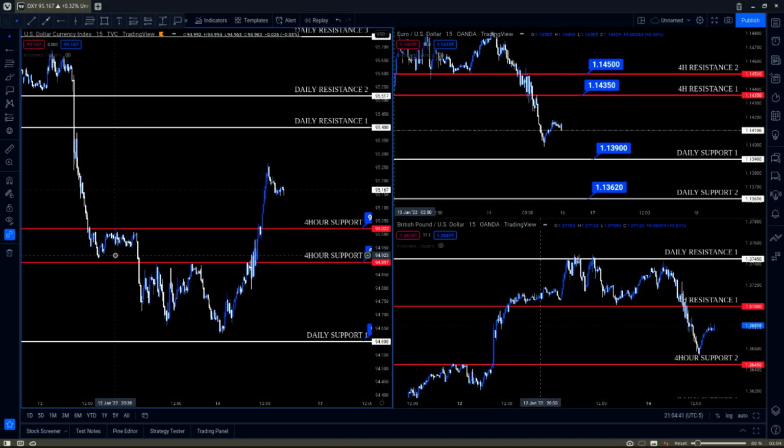Okay guys, let's proceed with the analysis part now. So I have three charts in front of me. One is the dollar index, the other one is EUR/USD and GBP/USD, right? I'll be giving analysis on each one of them separately. So we'll begin with the analysis now.